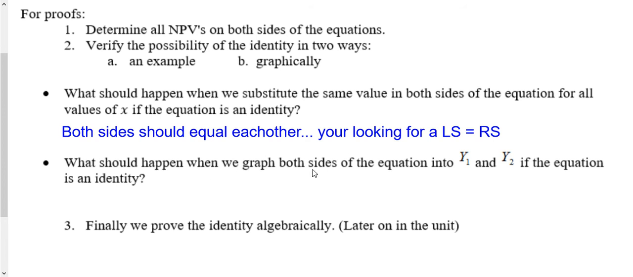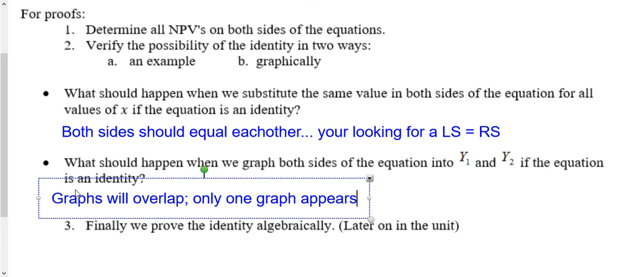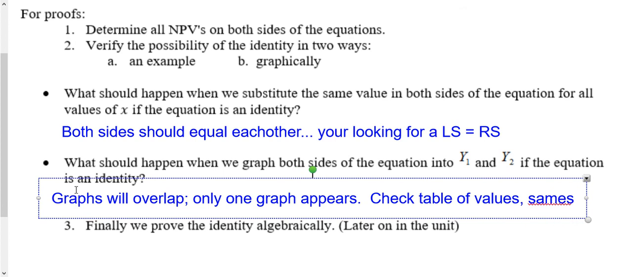What should happen when we graph both sides of the equation into y1 and y2 if the equation is an identity? When you graph y1, y2 and it happens to be an identity, your two graphs will overlap each other, so you should only see one graph. You have to watch how they graph really quickly to see what it looks like. The other thing you could double check is your table values, and you're looking for the same values under your table values.